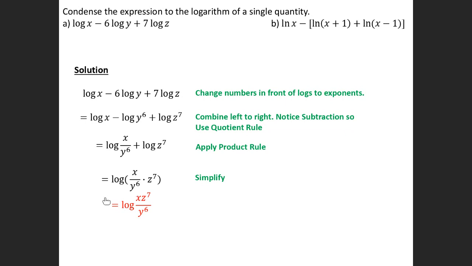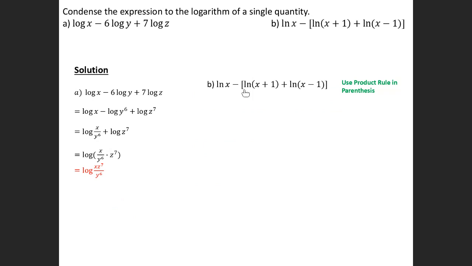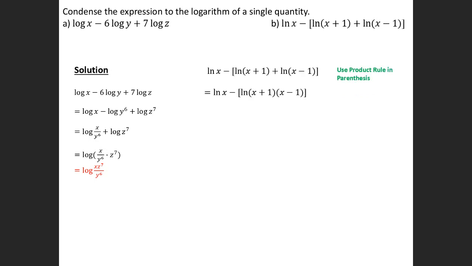Okay, so again, one of the things you want to remember is if you don't have a parentheses, then just start from left to right. In this other letter B, we do have a parentheses, so we want to start with this here. So these are being added, so we can combine them by using multiplication. So we have x plus 1 times x minus 1.